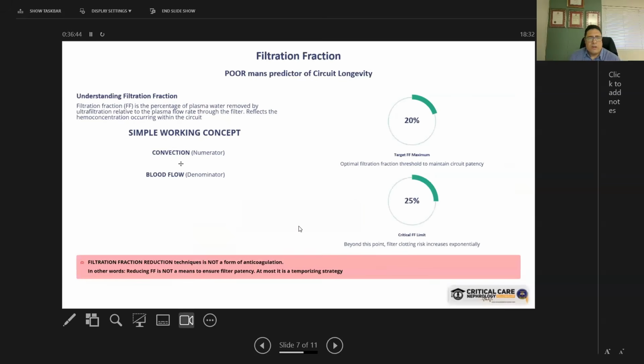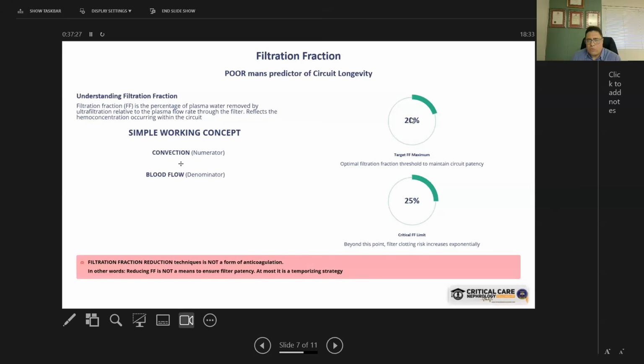My colleague has already spoken a little bit about filtration fraction. My take is that this is the poor man's predictor of circuit longevity. I want to offer you a very simplistic working concept, because the understanding of filtration fraction is important, but it is so technical that you are going to be stumped if you try to remember it and you're not doing CRRT on a regular basis. Effectively, it's the convection indexed to the blood flow. The more convection we give, the higher the filtration fraction will be. The less blood flow we give, the lower the filtration fraction will be, and vice versa. It is an interplay between these two concepts.